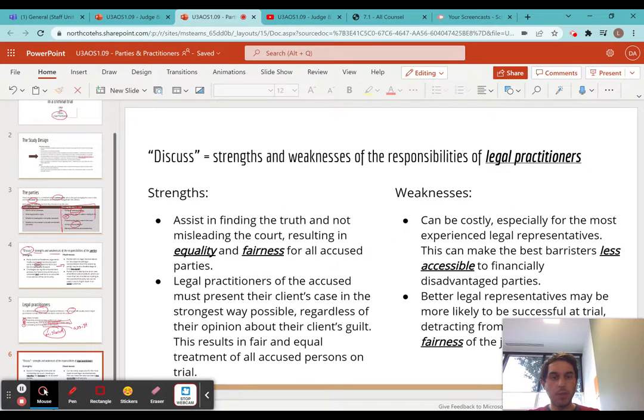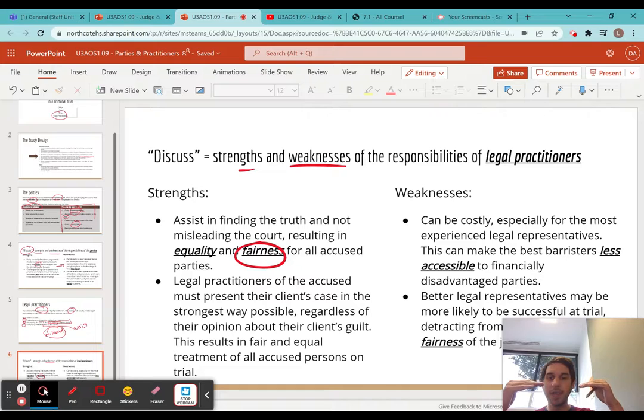And again, we need to consider some strengths and weaknesses of the responsibilities of our legal practitioners. Now, on the one hand, they can help us to achieve fairness in our legal system, because an accused person who doesn't have much legal education is going to be pretty disadvantaged. So, if they're able to hire a lawyer, that lawyer can help represent them and help balance the playing field and negate some of that disadvantage that they might experience because of their lack of education.